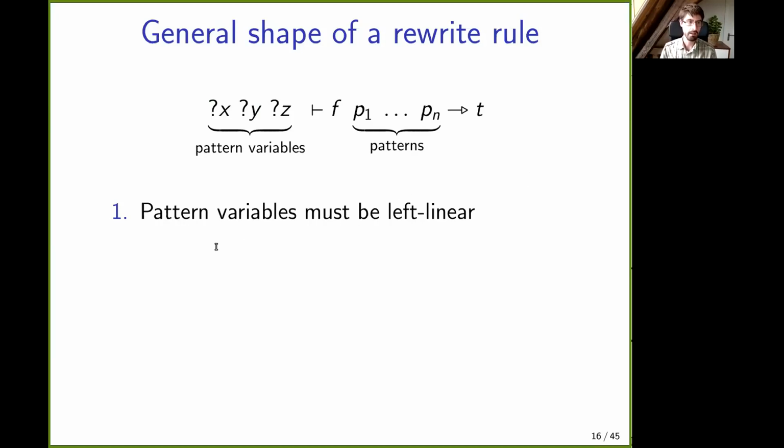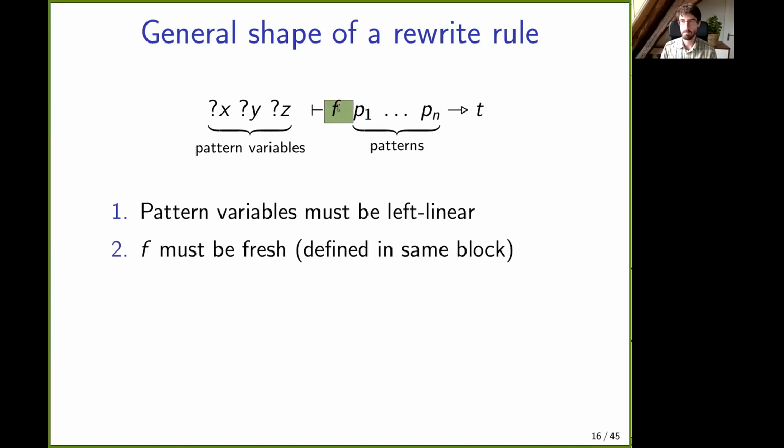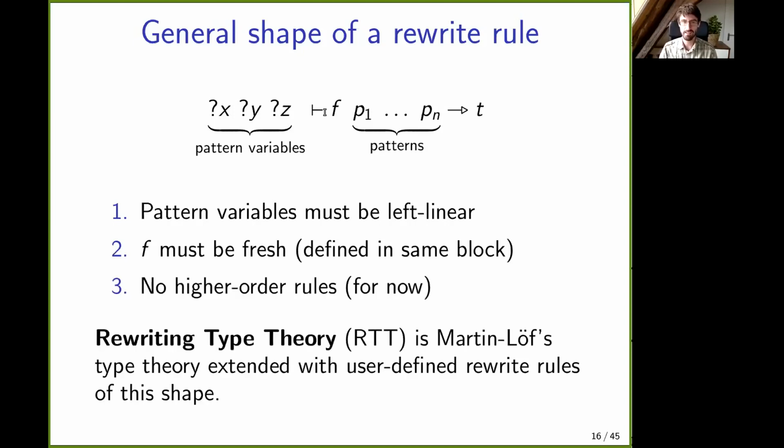Right. And then there are a few restrictions on what kind of rewrite rules we allow. First of all, these pattern variables must be left linear. It means each of these variables can only occur once in the patterns on the left. Second, this symbol f must be some fresh symbol. So we cannot import some function from a library and then extend it with further rewrite rules. We have to add the rewrite rules immediately when we define the symbol. This is a bit of a technical limitation, so there are ways to work around it, but it makes things easier.